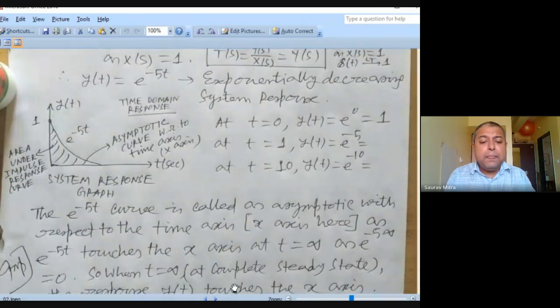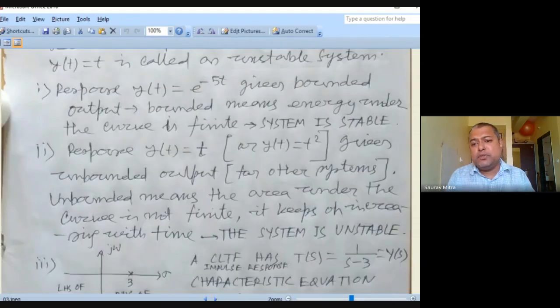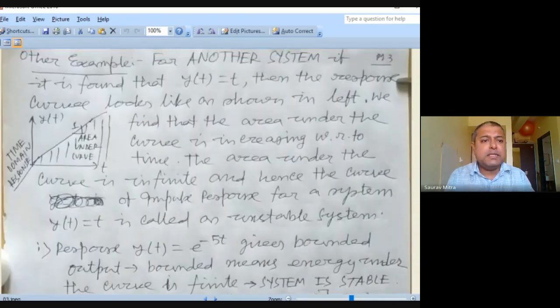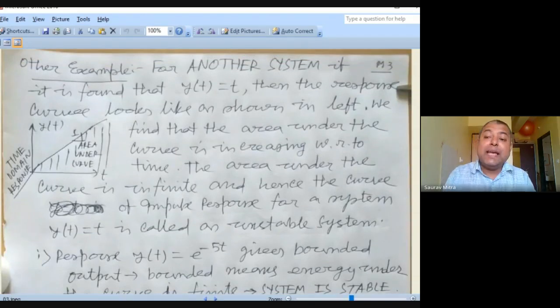Next, let us see the next page. So it's a 4-page notes. I have completed 2 pages. There are other cases for another system, not for this system. So this system analysis is over. Now we are going to discuss some other systems for instability, marginal stability and all those things.